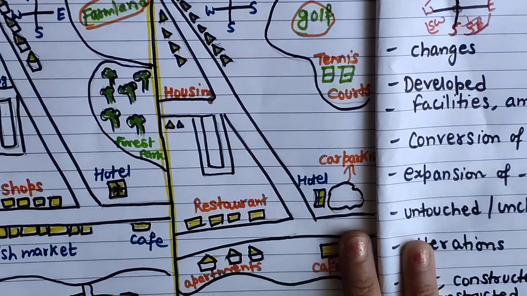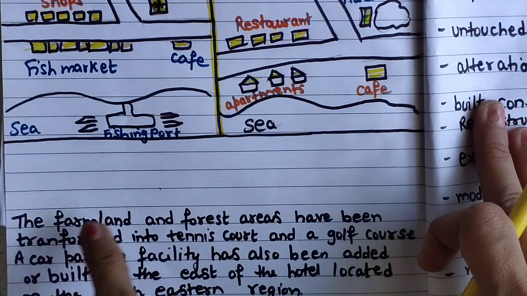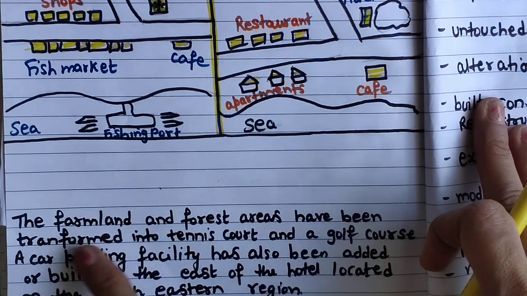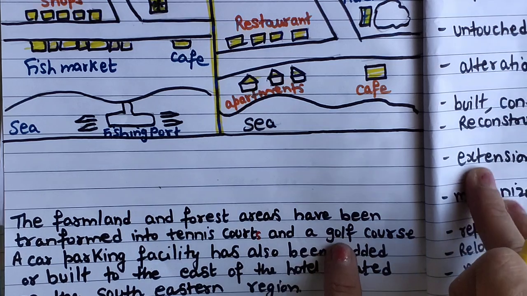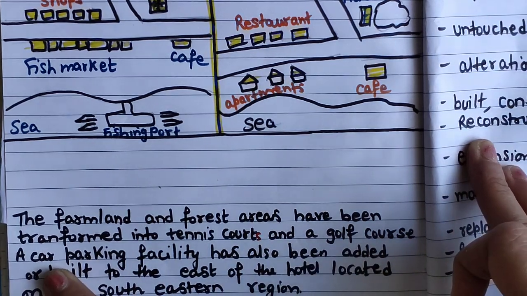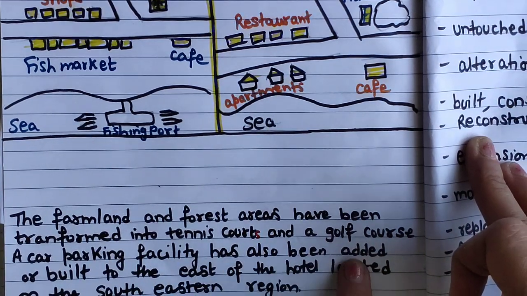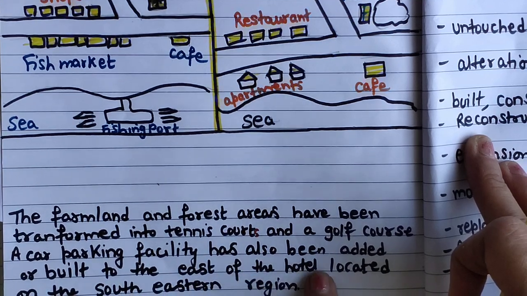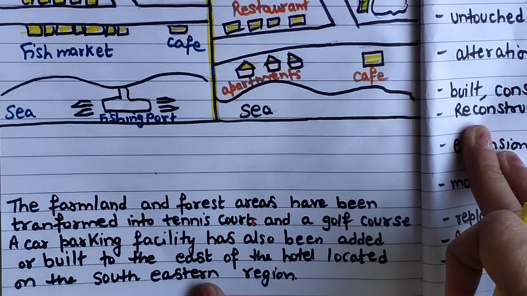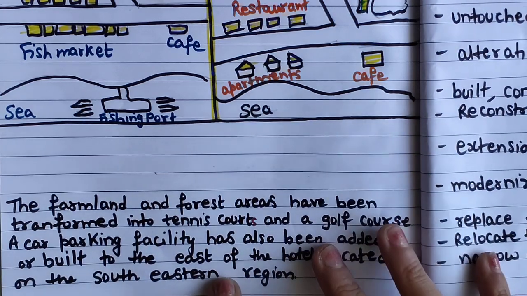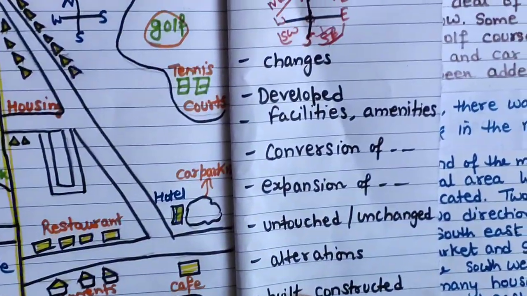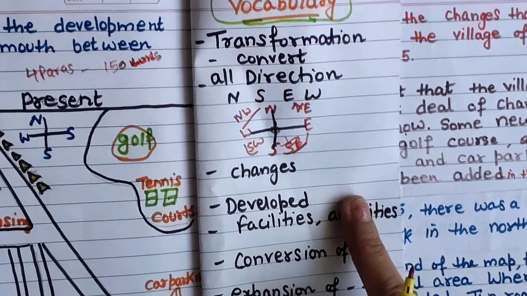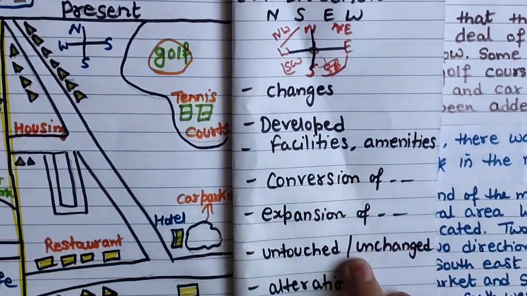Okay, let's write it. The farmland and forest areas have been transformed into tennis courts. There are two courts and a golf course. A car parking facility has also been added to the east of the hotel located in the southeastern region. So many vocabulary words I have used. You can see this and match these vocabulary words. Learn these vocabulary words for the map activity.